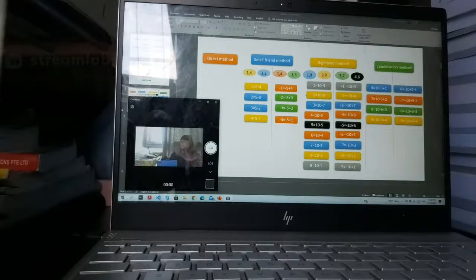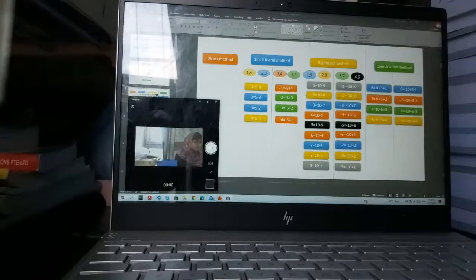I hope the concept is clear. If it is not clear, it's fine. Slowly, slowly you will get it. So, come on, let's do addition using the combination method. 7 plus 7. I will try to show you a few questions on the screen.